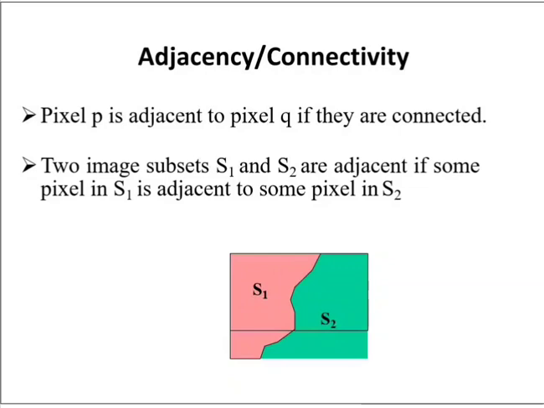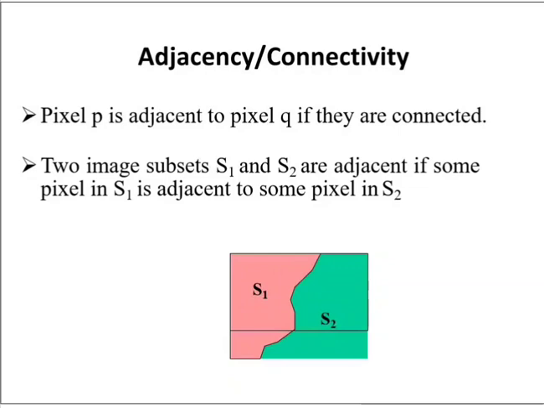We can define 4, 8 and m path based on the type of adjacency used. According to which type of adjacency is used, we decide the path type, that is a 4, 8 or m type path. The next one is connected component.